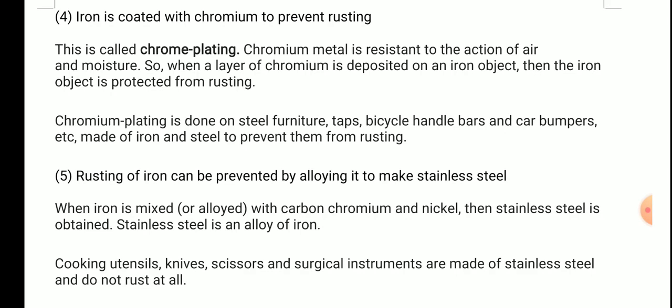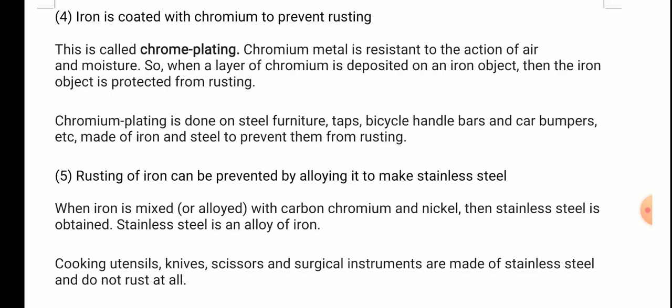Cooking utensils, knives, scissors, surgical instruments are made of stainless steel and do not rust at all. Okay students, so the cooking utensils that we use in our homes, knives we use, scissors we use, surgical instruments are used, they are made up of stainless steel so that they do not rust at all.